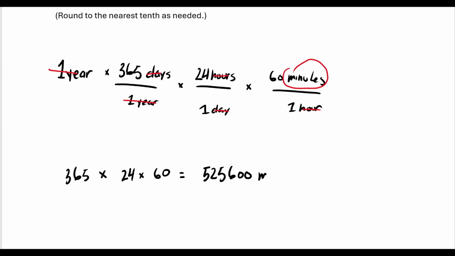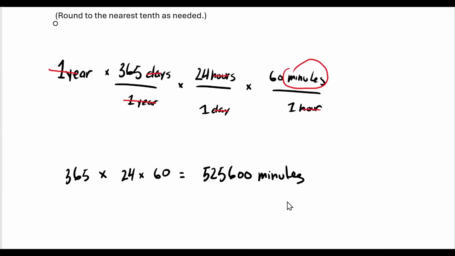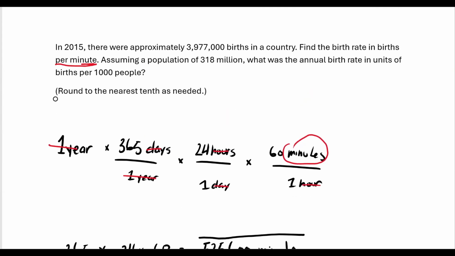525,600 minutes. Okay, so 1 year is 525,600 minutes. 525,600, just make sure I got that right. So what they've asked us to do is calculate the births per minute. Per means divided by. So they're asking us to take the number of births and divide it by that number of minutes. And if we look at the beginning of the problem, it says the number of births.